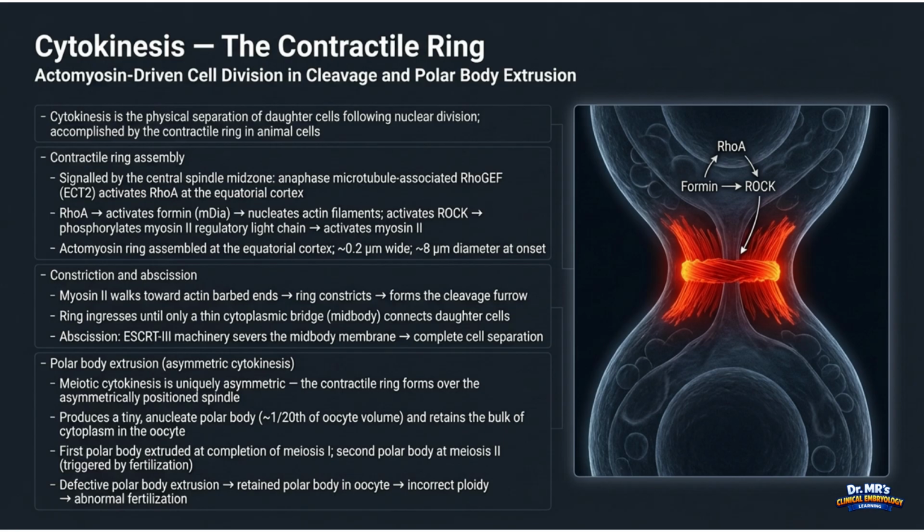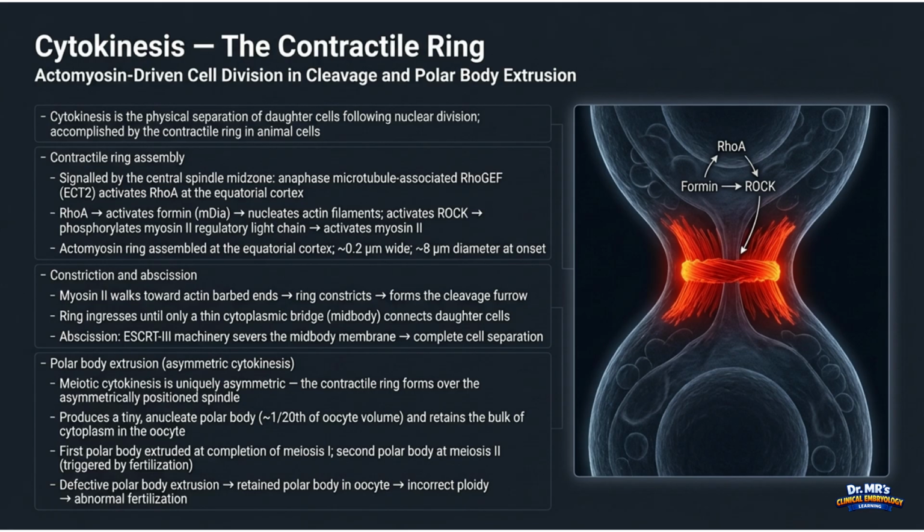The microtubules left behind in the middle of the cell, the central spindle, recruit a master regulatory protein called ECT2. ECT2 localizes directly to the equatorial plasma membrane. ECT2 acts as a localized activation switch. It activates a small GTPase called RhoA, but crucially, it only activates RhoA in a tight, narrow ring around the exact equator of the cell. Nowhere else. Active RhoA is the master commander of the contractile ring.